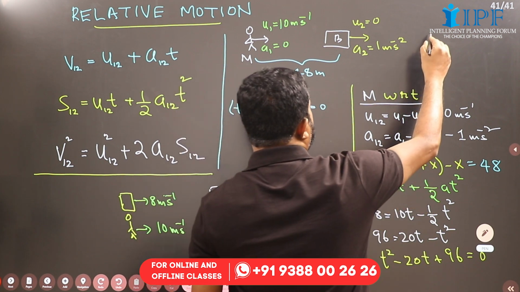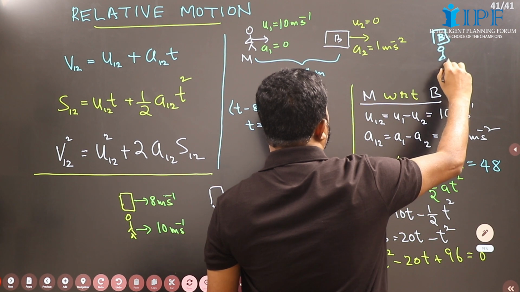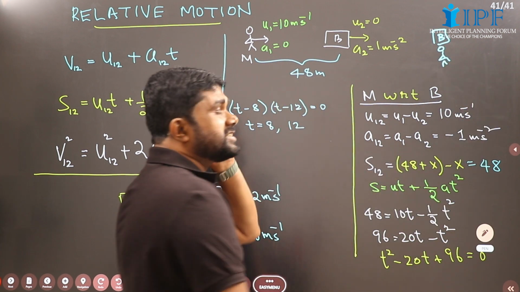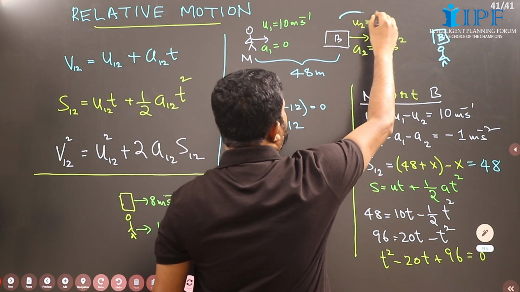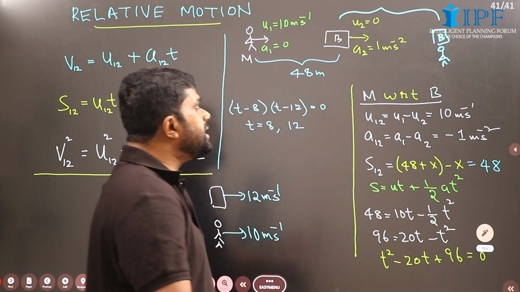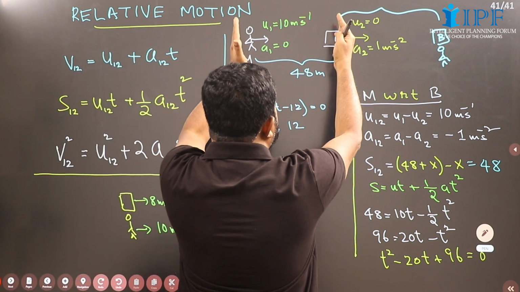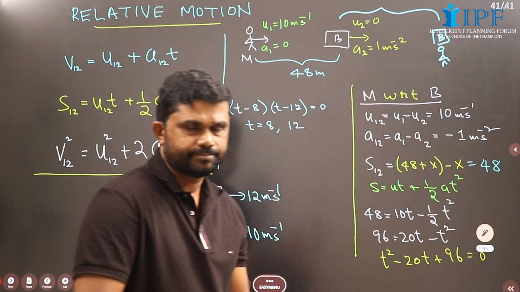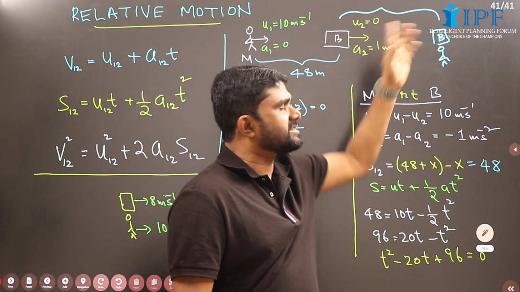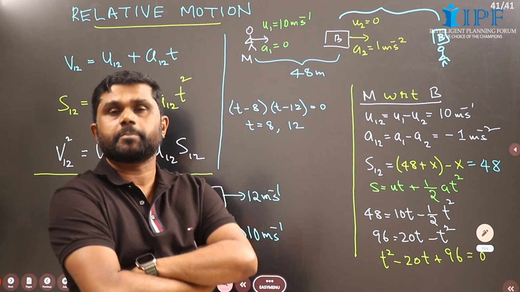Suppose after some time, the bus and the man reach the same position after, say, t seconds. The displacement of the bus will be from here to here. Let it be x. Bus from here and man from here start simultaneously. They must reach the same position at the same time. So if this is x, the displacement of the bus is x, and the displacement of the man will be 48 plus x.